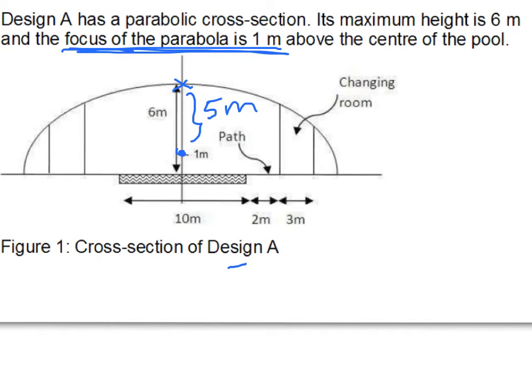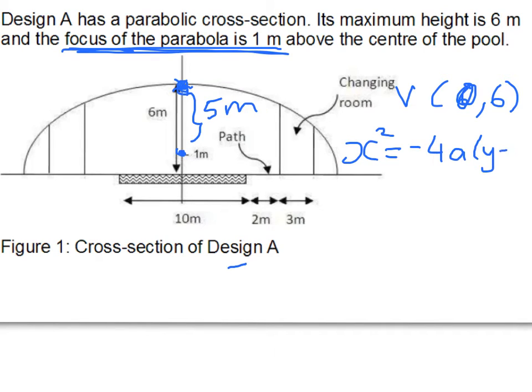So we've got a vertex at (0, 6). The form of the parabola, well, it's an x squared equals, and it's an upside down one. So it's x squared equals negative 4a, and it's been transformed up 6 units, so it's going to be y take away 6. Now this a is the focal length, which is 5, right? So that comes from 6 take away 1. So here's my vertex, here's my focus, right? Focal length is that distance there, and that goes in to be my a.